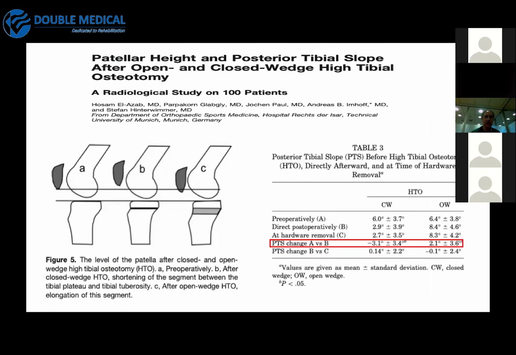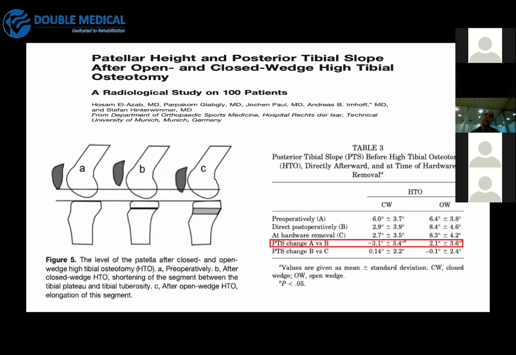We must know that if we are doing a closing wedge, we are increasing the patellar height. In the opposite, if we do an open wedge, we will decrease the patellar height, but we need to use the Caton-Deschamps index because the Blumensaat line stays stable during the time of correction. So there's no change in that.